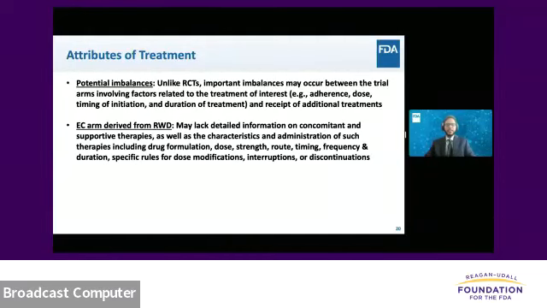Next is the treatment attributes. Potential imbalances in terms of treatment of interest, such as drug adherence, dose, timing of initiation and duration of treatment, and receipt of additional treatments across the two trial arms can impact the confidence in results of the externally controlled trials. And unlike clinical trials, where data collection is protocol defined, an external control arm derived from routine clinical care may lack detailed information on concomitant and supportive therapies, and the characteristics and administration of such drugs, such as drug formulation, dose, strength, frequency, the duration, rules for dose modification or discontinuation, etc. In addition, patients' health-seeking behavior, access to care, insurance status, etc., can also influence the treatment selection. Such factors should be adequately accounted for in externally controlled trials.